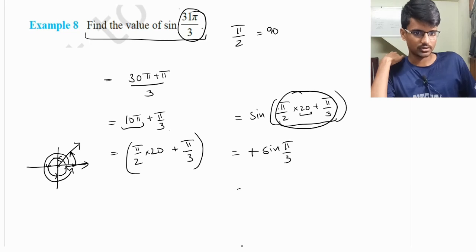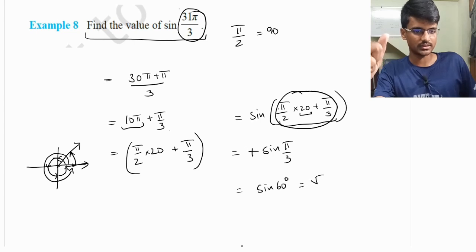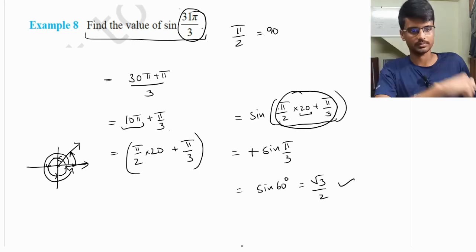Okay, so this we have reduced to our standard angles. And what is sine of pi by 3? This is nothing but sine of 60 degrees. What is sine of 60 degrees? Root 3 by 2. So this is how you solve the question.